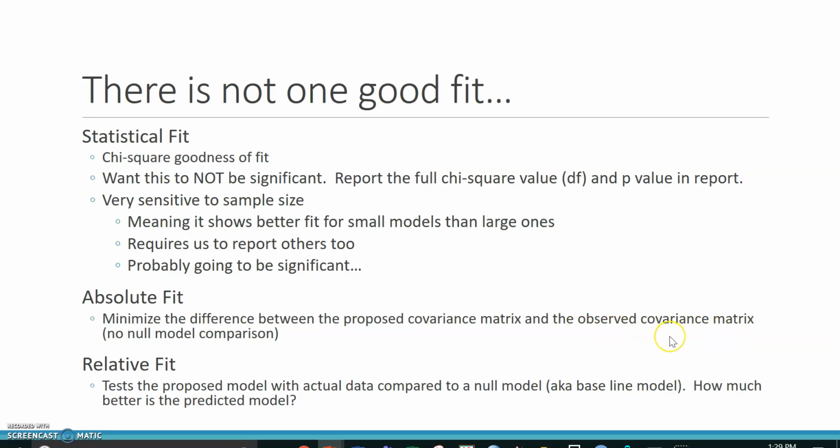Absolute fit compares the difference between your proposed matrix, our theoretical matrix, and our observed matrix to see the difference, and they're trying to minimize that. Relative fit does kind of the opposite. It tries to see, does your data fit better than the null model, the baseline model? Is it better than the predicted model?